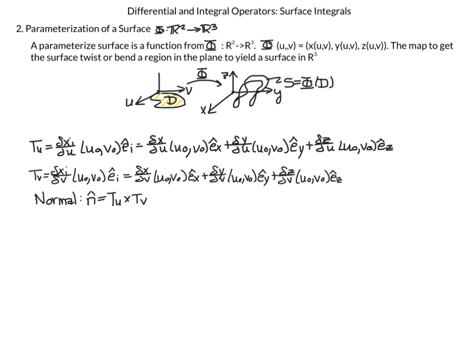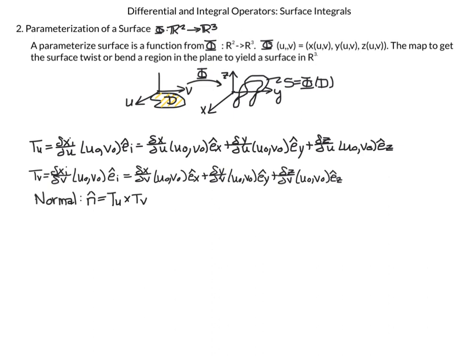So in other words, Tu will equal the partial derivative of x_i with respect to u evaluated at u naught, v naught, times the ith direction vector. So if x1 is equal to the x direction, x2 is equal to the y direction, and x3 is equal to the z direction, this becomes dx/du evaluated at u naught, v naught times the basis vector in the x direction, plus dy/du evaluated at u naught, v naught times the basis vector in the y direction, plus dz/du evaluated at u naught, v naught times the basis vector in the z direction. Similarly, you can get a tangent vector for v.